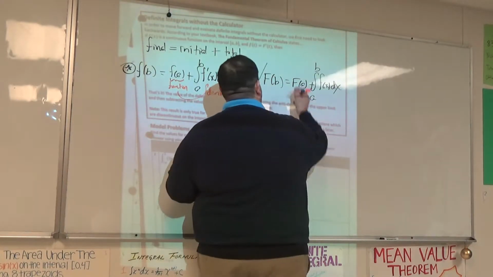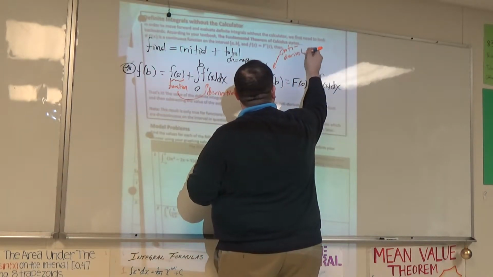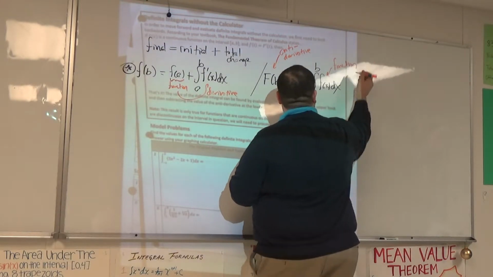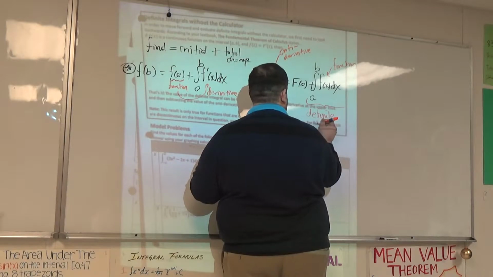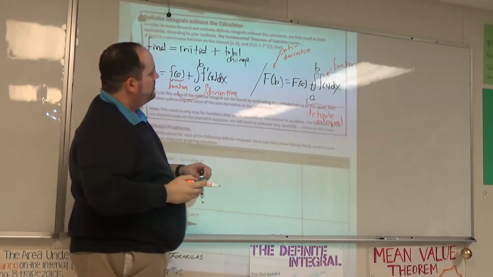So just some vocab here. You get your antiderivative. This guy over here is your function. Integral from a to b, we know, is the definite integral. Okay, we're almost done, and then the exciting stuff happens.